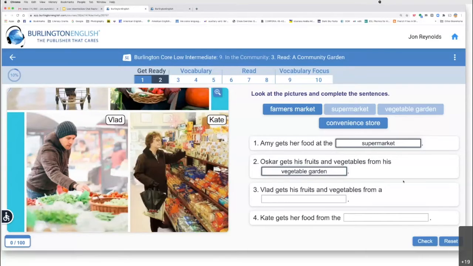Vlad gets his fruits and vegetables from a what? Farmer's market. A farmer's market. Do you guys like to shop at farmer's markets? No. No? Yes. Yes. Some of you yes, some of you no. Oh, Elaine, you said no. Why not?